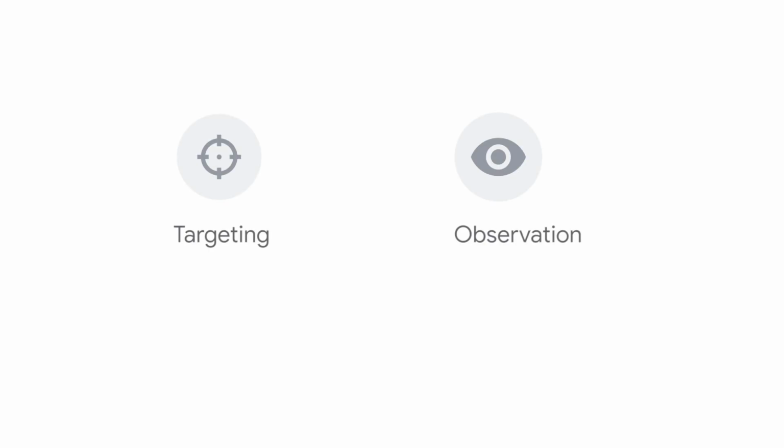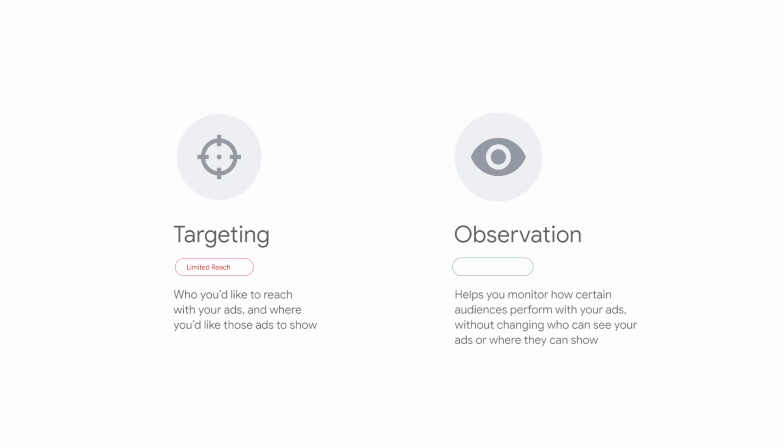Before showing how to implement the All Users list, it's important to first understand how the audience list is applied to your campaign. There are 2 settings, targeting and observation. The targeting setting tells Google Ads who you'd like to reach with your ads and where you'd like those ads to show. The observation setting helps you monitor how certain audiences perform with your ads, without changing who can see your ads or where they can show.